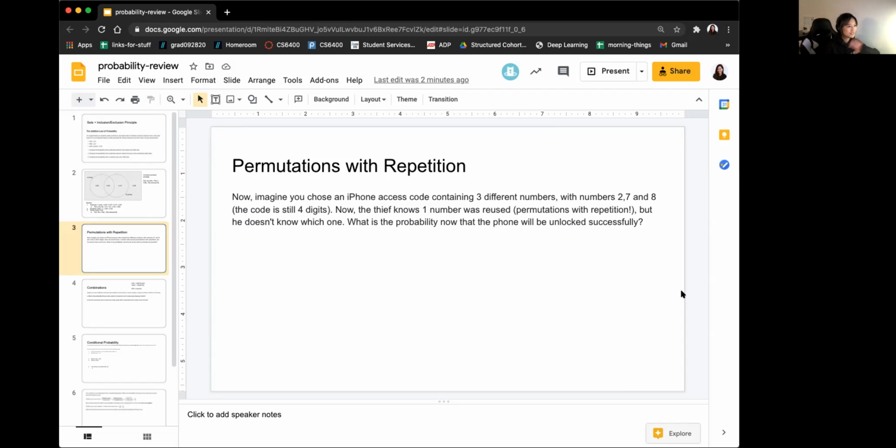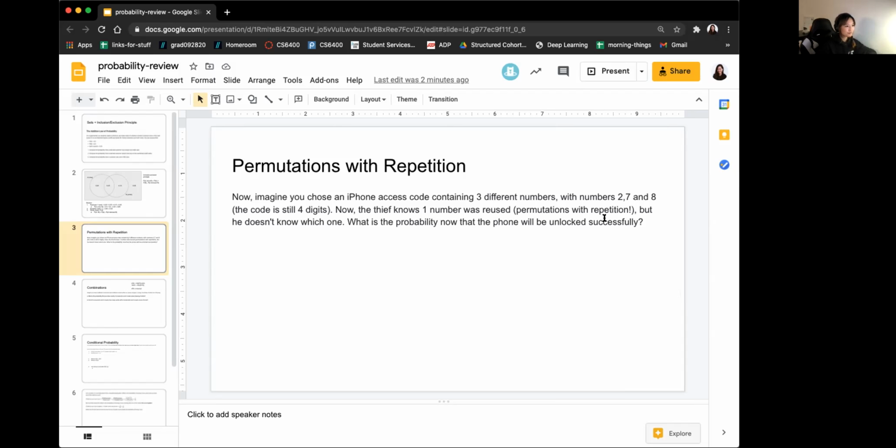This is part of a bigger question, but here we're just going to find out how many different 4-digit passcodes you can make with these 3 different digits. Any questions about this setup?